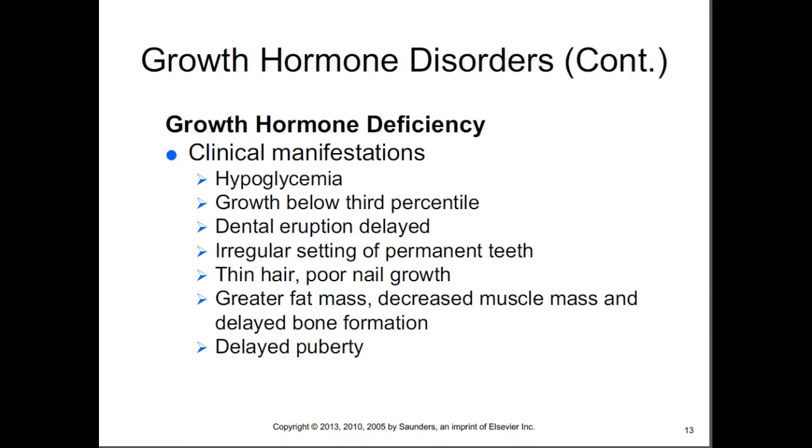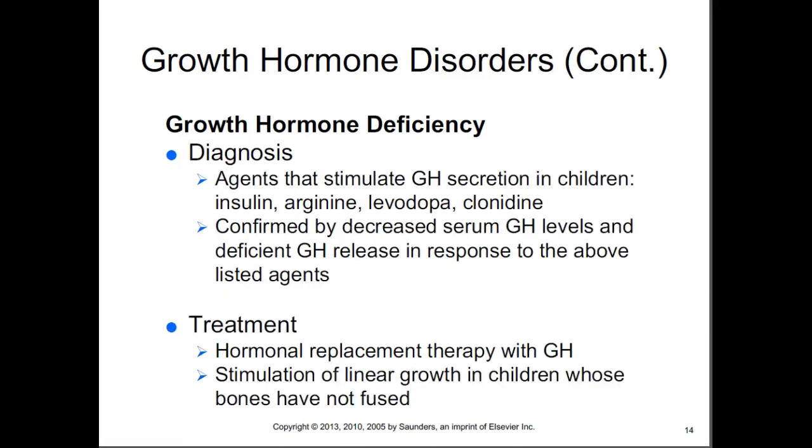So clinical manifestations of growth hormone deficiency include hypoglycemia, and growth below the 3rd percentile, which definitely indicates a lack of growth hormone, right? Dental eruption delay, irregular setting of permanent teeth, thin hair, poor nail growth, greater fat mass, decreased muscle mass, delayed bone formation and delayed puberty, right? So insulin, arginine, levodopa, and clonidine are agents that stimulate growth hormone release in children. So if you administer these and see deficient growth hormone release in response to the above listed agents, then the treatment is hormonal replacement therapy with growth hormone.